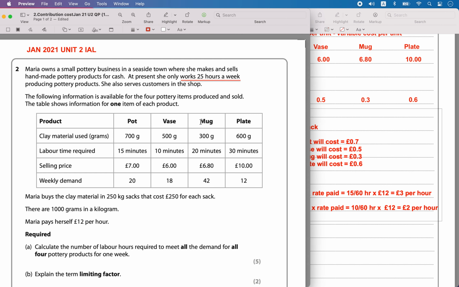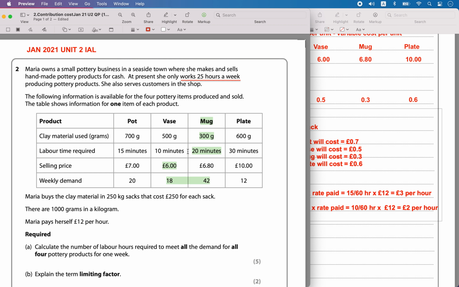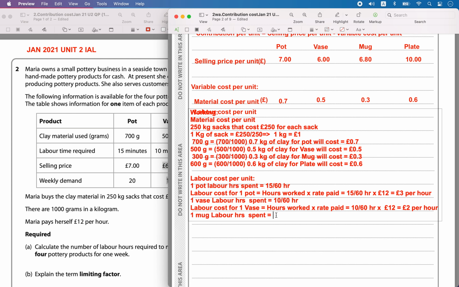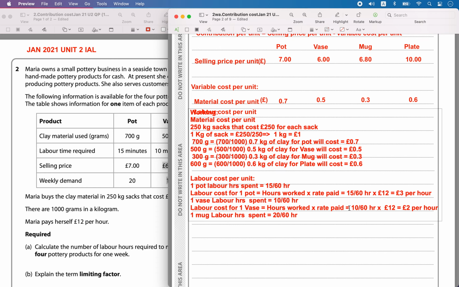Then we have to calculate for the mug. Okay, for the mug. So to make one mug, the labor hours spent was 20 minutes. That is 20 by 60 hours she spends.